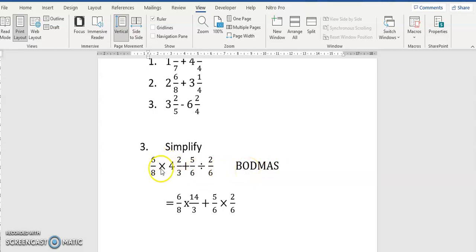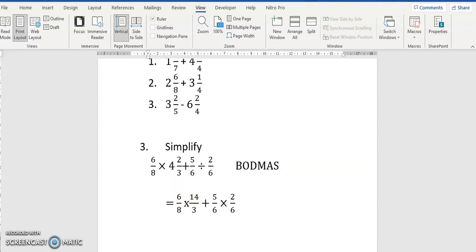So we can deal with this times. So you see that I've written this 6 over 8 again. Then 4 whole number 2 over 3. Let me write it as an improper fraction. Alright, this is a mixed fraction. So it's supposed to be 4 times 3 plus 2, which will give us 14 over 3.